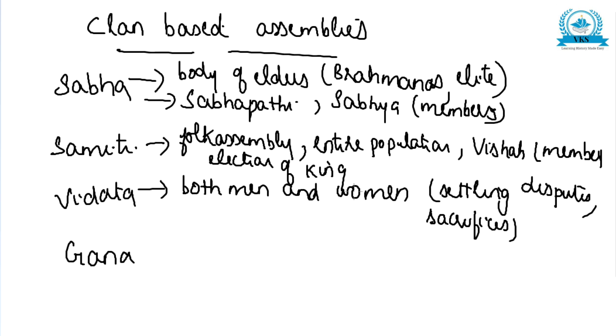The Sabha was a selected body, more like an advisory council. Because it is the body of elders, only some group of people can join. Now these were the important clan-based assemblies: Sabha, Samiti, Vidata and Gana. I hope you have understood that.